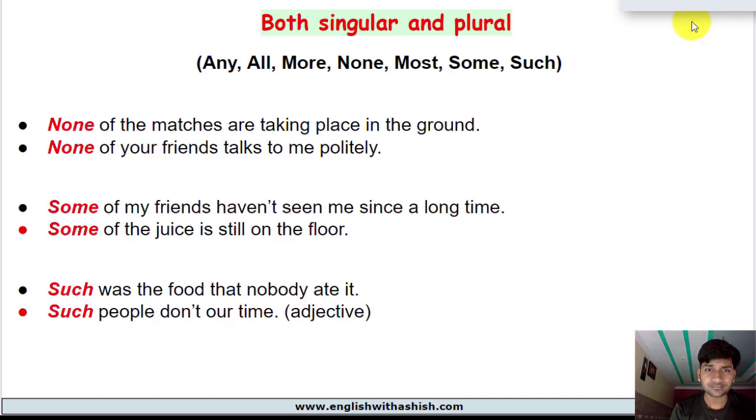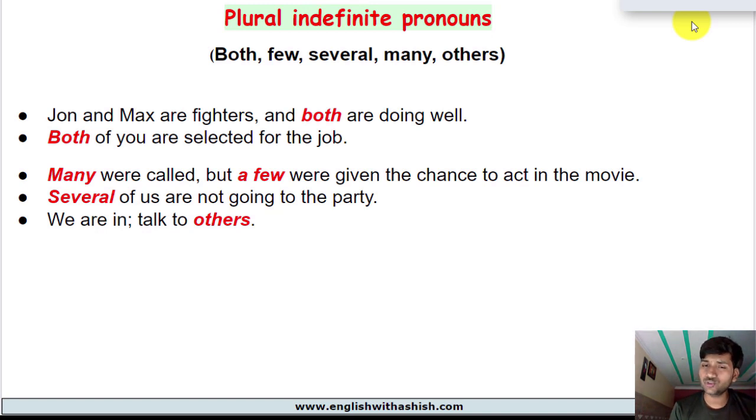All right, now pronouns that are used as plural indefinite pronouns. These are both, few, several, many, and others, right? Let's master them one by one. Number one, both. Both means both the people or both the things or both the places, and these are just two people, two places, two things, all right?